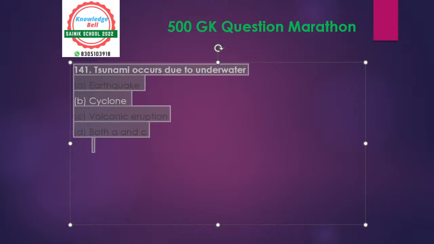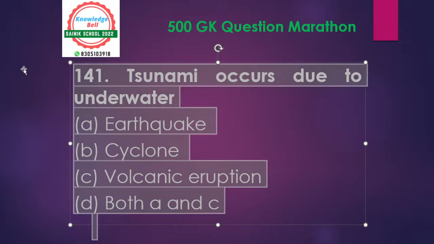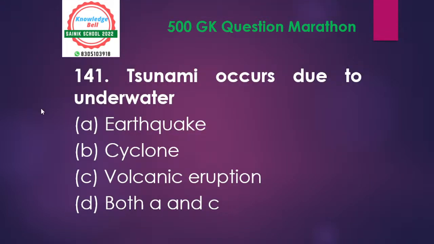The next question: tsunami occurs due to. What are some of the major causes and reasons of tsunami? Tsunami occurs due to underwater earthquake, underwater cyclone, underwater volcanic eruption, or both A and C. What causes tsunami? C will not be the answer, Darsh. That is incorrect. A is not the right answer. Roshan.